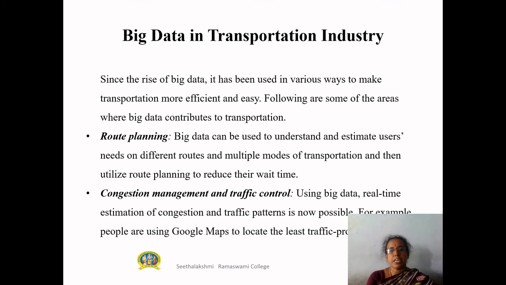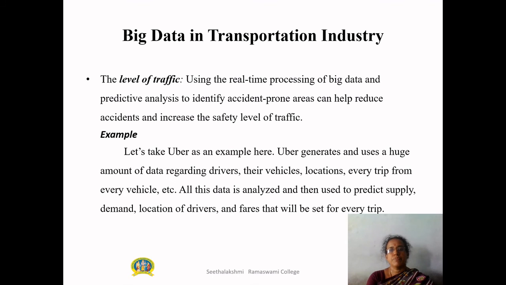Congestion management and traffic control. Using big data, real-time estimation of congestion and traffic patterns is now possible. For example, people are using Google Maps to locate the least traffic-prone routes. The level of traffic. Using the real-time processing of big data and predictive analysis to identify accident-prone areas can help reduce accidents and increase the safety level of traffic.